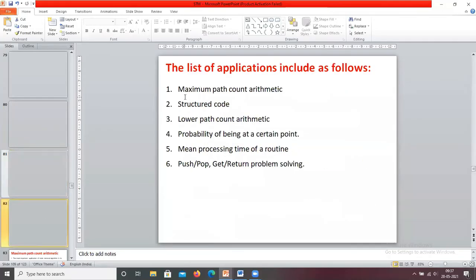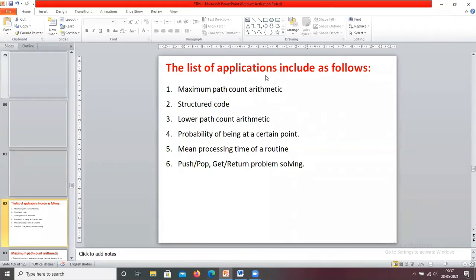So good morning students. In the previous class we discussed applications of the node reduction algorithm. In that class we completed many applications, and we have one more application. That is push, pop, get return. So these are the different applications, the list of applications that we discussed over the last 2 days, all because of the node reduction algorithm.